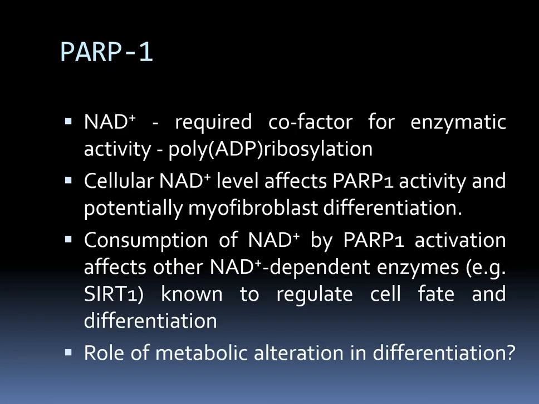So PARP1 catalyzes poly-ADP ribosylation, and it requires NAD+ as a cofactor for its enzymatic activity. The cellular NAD+ level would affect PARP1 activity and potentially myofibroblast differentiation. In the meantime, consumption of NAD+ by PARP1 activation would affect other NAD+ dependent enzymes, such as SIRT1, which are known to regulate cell fate and myofibroblast differentiation. The question is: is there a role for metabolic alteration in the regulation of myofibroblast differentiation?